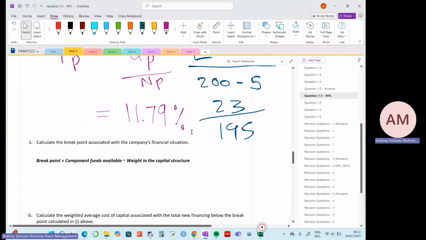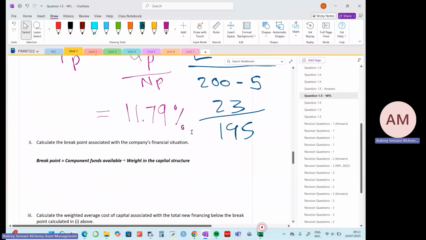Okay, so in our case here, they told us that we have 250,000 available in retained earnings. That was the limitation. For all the other sources of funding, issuing additional shares, the corporate bond, the preference shares, there was no limitation.